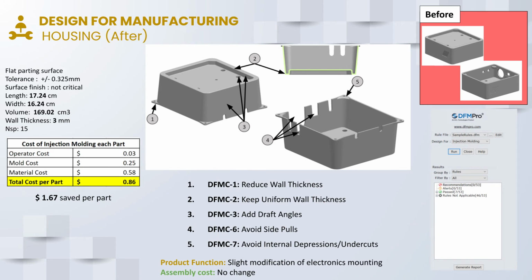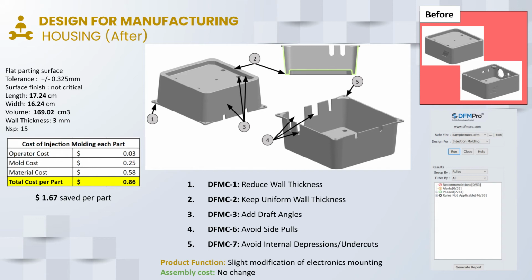We implemented the changes suggested by DfM Pro. We were able to slightly reduce the wall thickness, make sure to maintain uniform wall thickness throughout the part, add draft angles, try to avoid side pulls as much as possible, and avoid internal depressions and undercuts. On analyzing the manufacturing cost, we calculated the operator cost to be 3 cents, mold cost to be 25 cents, and material cost to be 58 cents, adding up to a total of 86 cents, saving us $1.67.